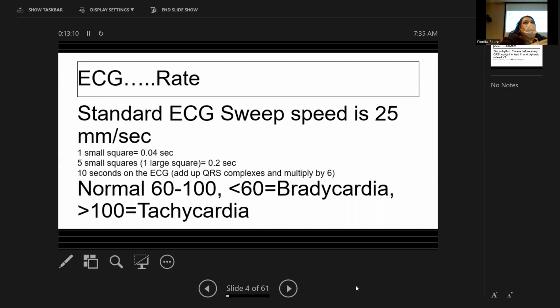There are a lot of tricks to calculate the rate, but on a test I find the easiest way is to know an EKG is a 10-second strip. If you count the QRS complexes and multiply by 6, that gives you a rough estimate of the heart rate. Normal is 60 to 100, less than 60 is defined as bradycardia, and greater than 100 is tachycardia.